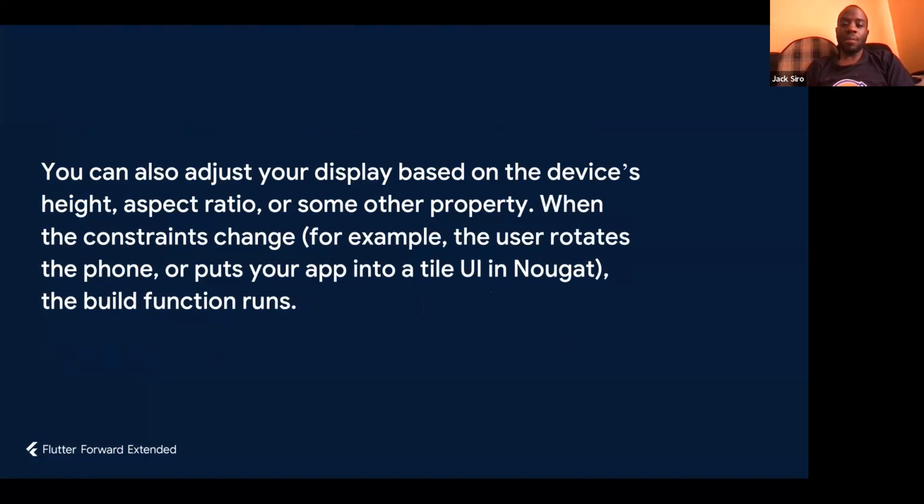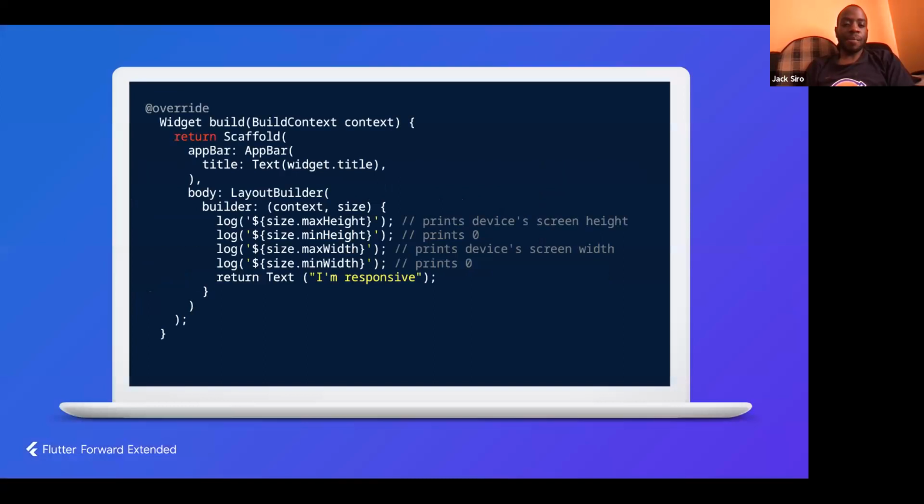When the constraints change, for example, the user rotates the phone or puts your app into tile UI in Nougat, the build function runs. So here is a small code base that actually explains that. As you can see here, this is a small, simple app where from the body, we've just injected the layout builder. And this code, if you run it, depending on the screen size, it will print the maximum height or minimum height, all those. It will just print. And of course, there is the return text that we are returning here.